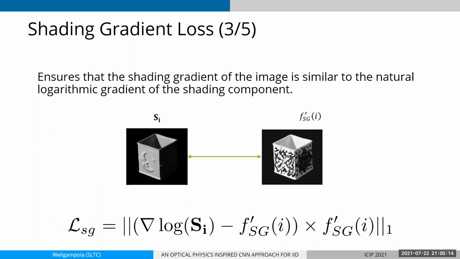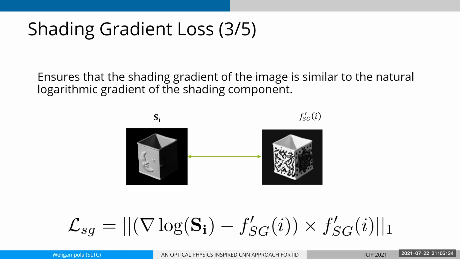Next, we have the shading gradient loss. This ensures that when the reflectance is smooth, the gradient of the shading and the image are similar. That is, when the color stays the same, all other lighting-dependent features must be transferred to the shading component. This is done by the following equation, which is similar to the last one.